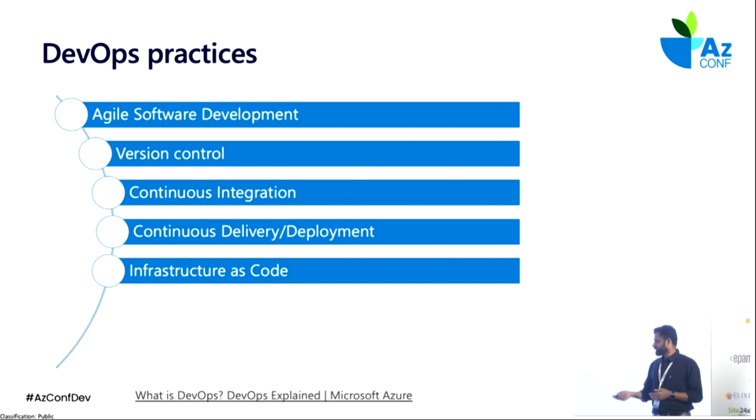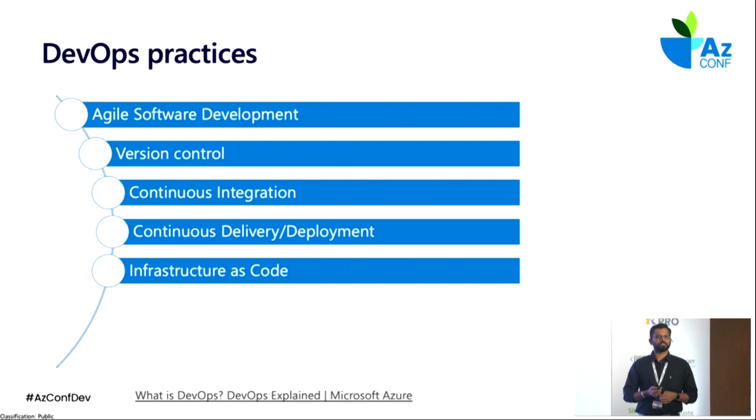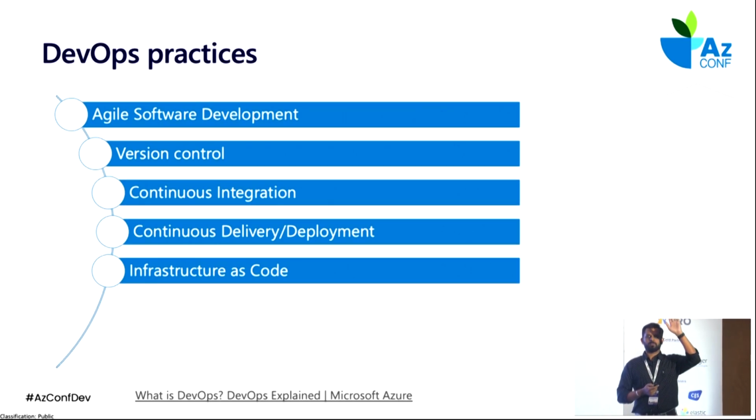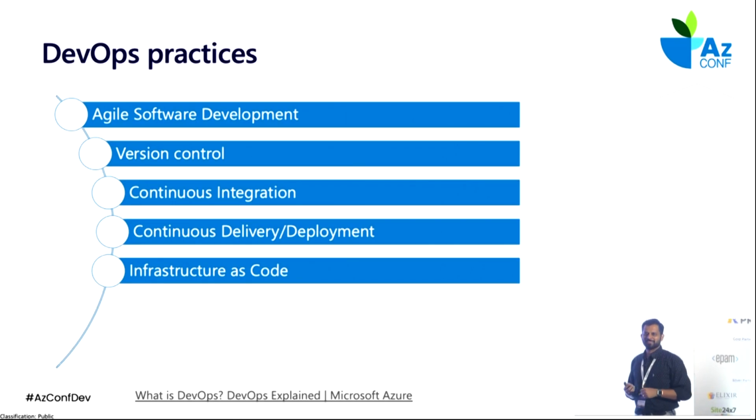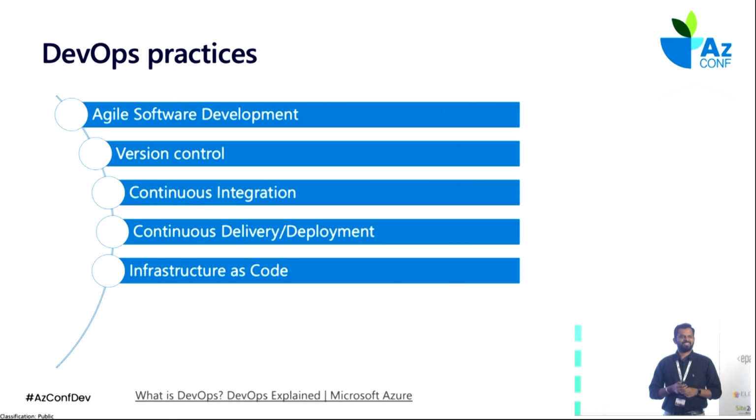And then infrastructure as code. That's something pretty new, right? How many of you are already using infrastructure as code? What do you use? Terraform? Okay, excellent. Bicep? Excellent. ARM templates, Bicep, Terraform, Pulumi. There are a number of tools available there.